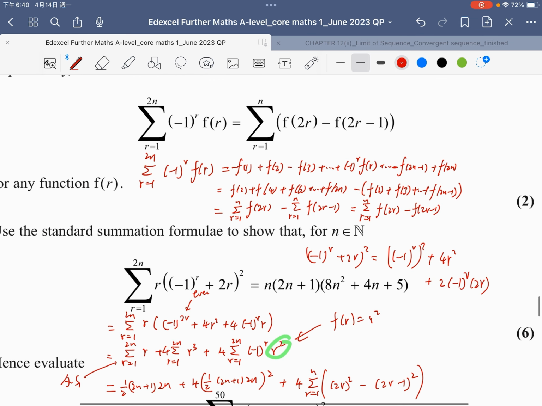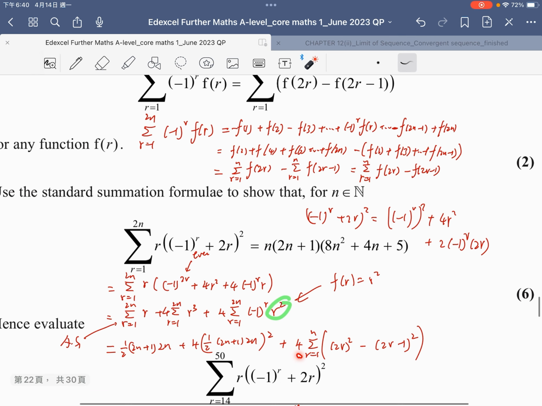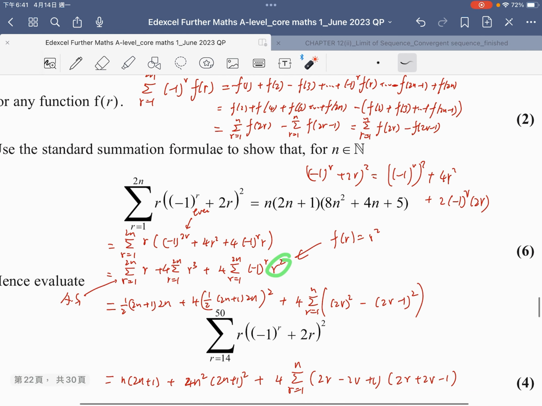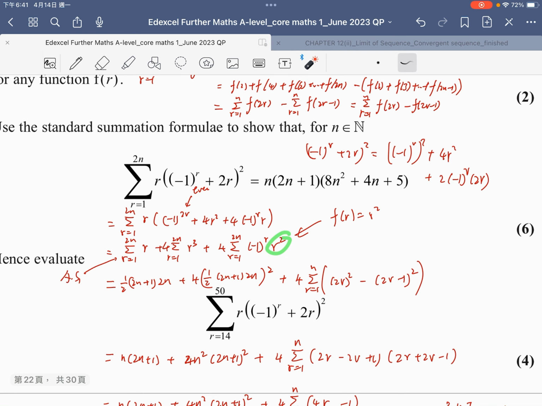And by the formula here, the summation of (-1) to the power r times r squared should be equal to this form, and then this is f(r), which is equal to f(2r) minus f(2r minus 1). That means 4 times the summation, r from 1 to n, of (2r) squared minus (2r minus 1) all to the power 2. Okay, that's great.